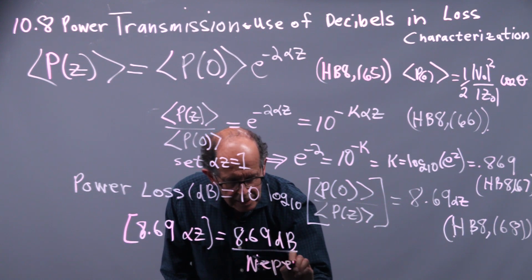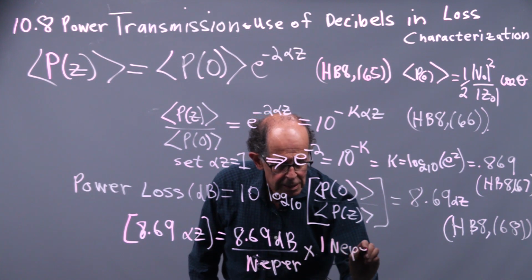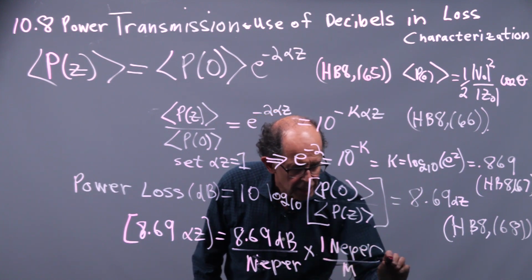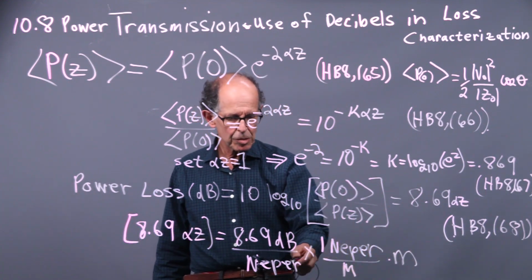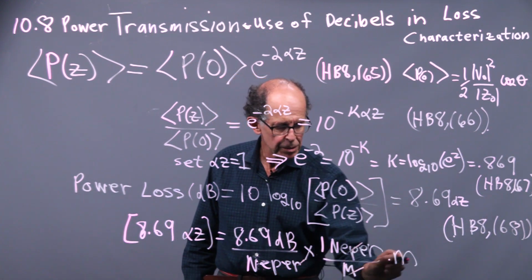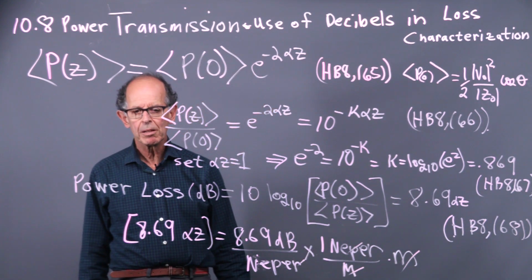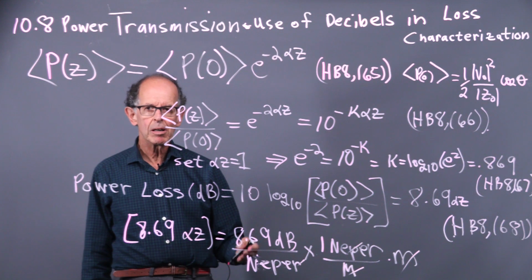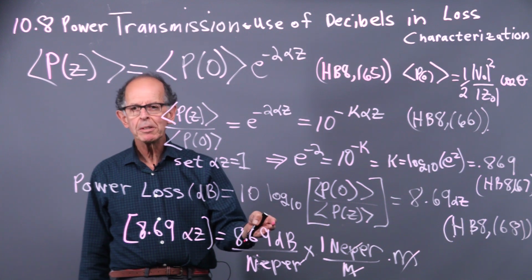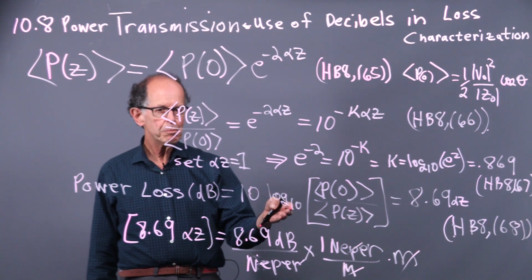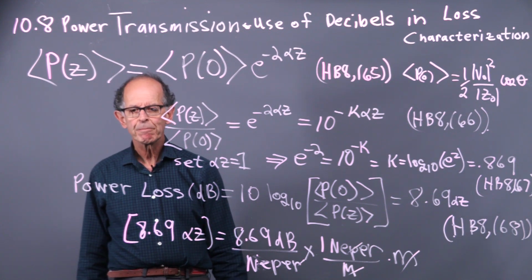Now, it's easy to get mixed up here. If alpha is 1 neper per meter, times 1 meter, what's the power loss here? The nepers cancel, meters cancel, and we get 8.69 dB power loss. And that's the key point in all this problem, the units and the analysis. So 1 neper per meter at 1 meter converts to 8.69 dB. Hope that's clear.